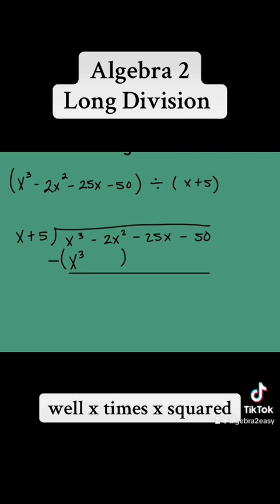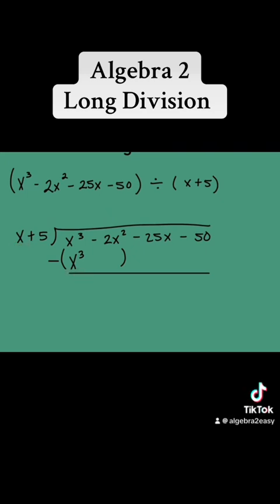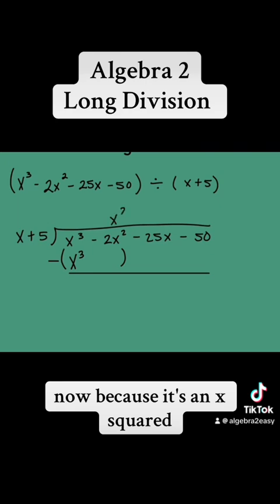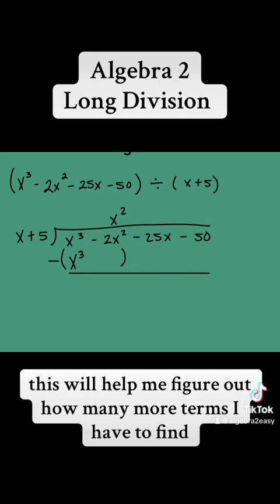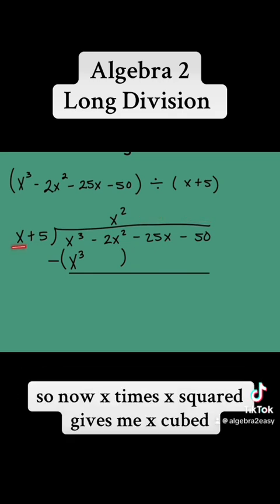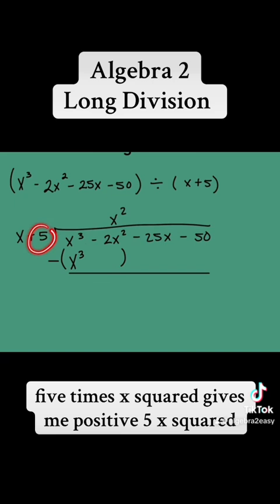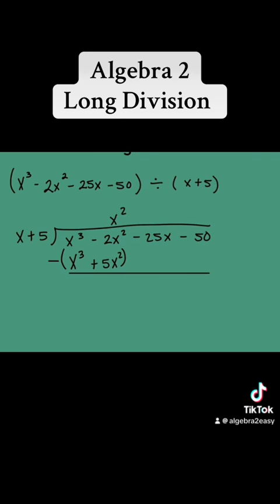Well, x times x squared. Now, because it's an x squared, I am going to line that x squared up with the other squared terms. This will help me figure out how many more terms I have to find. So now, x times x squared gives me x cubed. Now we're going to multiply again. 5 times x squared gives me positive 5x squared.